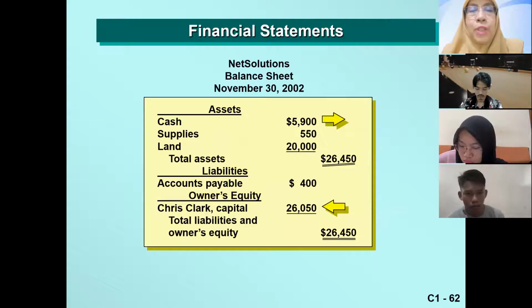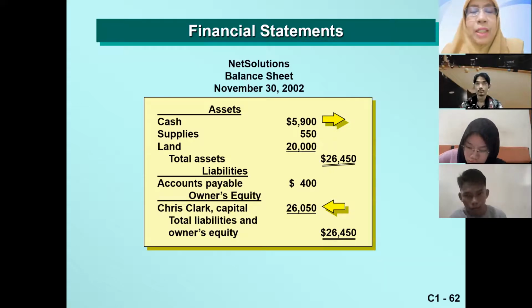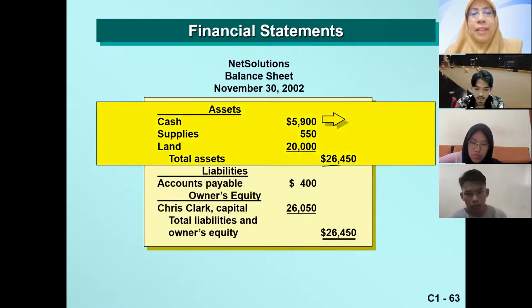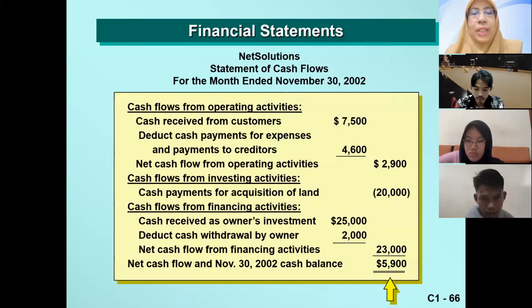And again, we have to put the title first: Net Solution, Balance Sheet, the date November 30th, 2002. As we see in here, assets: cash, supplies, land, total assets is 26,450. And on the liability side, we have accounts payable 100 and Chris Clark 26,050. When we compare, total assets should be equal to total liability plus owner's equity. So we can see in here total assets are 26,450. Total liability plus owner's equity is also 26,450. Okay, total assets will be equal to total liability plus owner's equity.